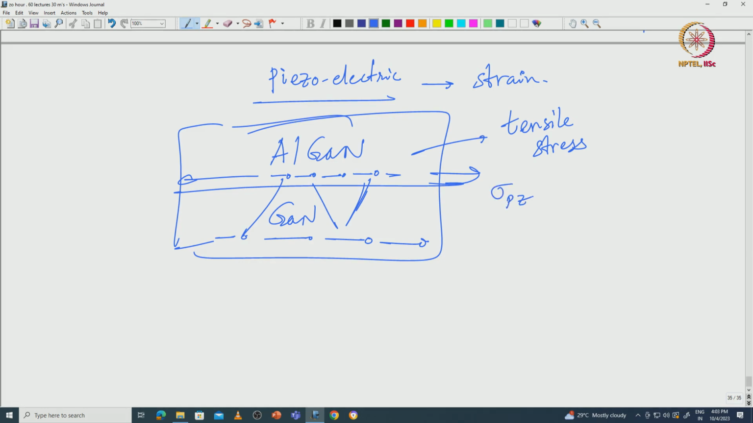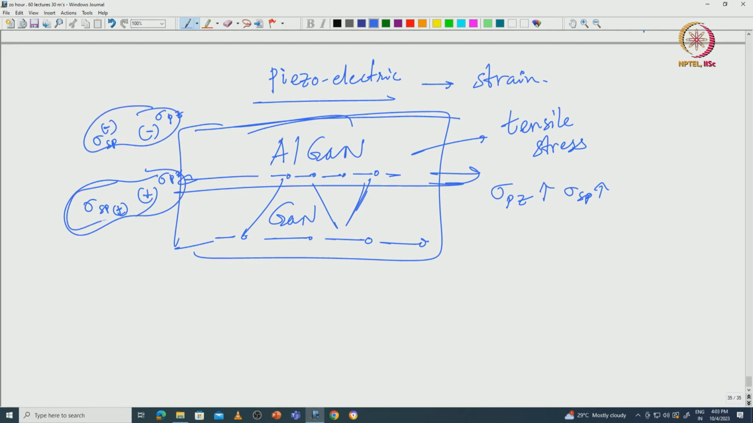In tensile stress the piezoelectric polarization will have the same direction as the spontaneous polarization, which means the piezoelectric polarization because of tensile stress will add a further negative sign on top and a positive sign at the bottom. This is in addition to the spontaneous polarization, negative on top and positive at the bottom. So it is going to reinforce the total negative on the top and total positive at the bottom interface of AlGaN, and it is because it is a tensile stress. Had it been a compressive stress, it would have been opposite.